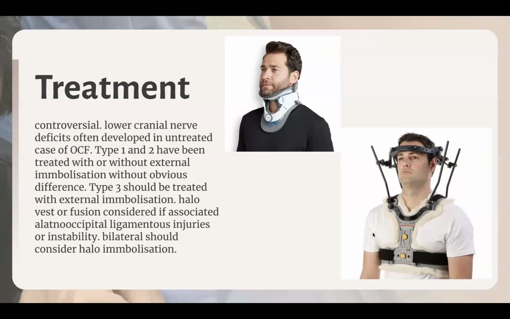Now, there are certain situations where things can be a little bit different. So, for example, if there's any associated atlanto-occipital ligamentous injury or any instability that's been noted, then we should consider a halo vest or surgery in the form of fusion, because it's a higher risk. If there's bilateral occipital condyle injuries, then you should consider halo immobilization.